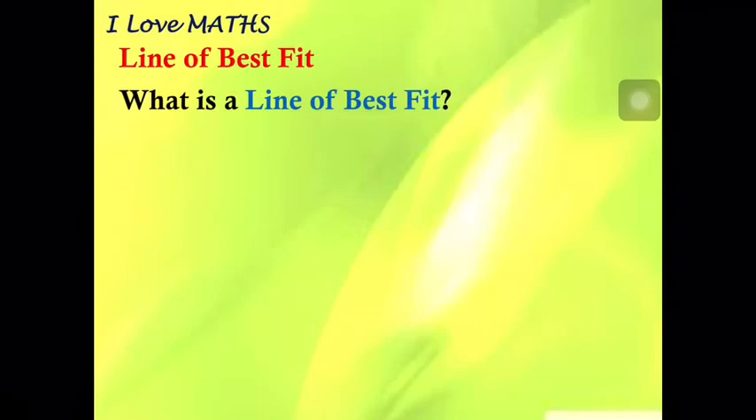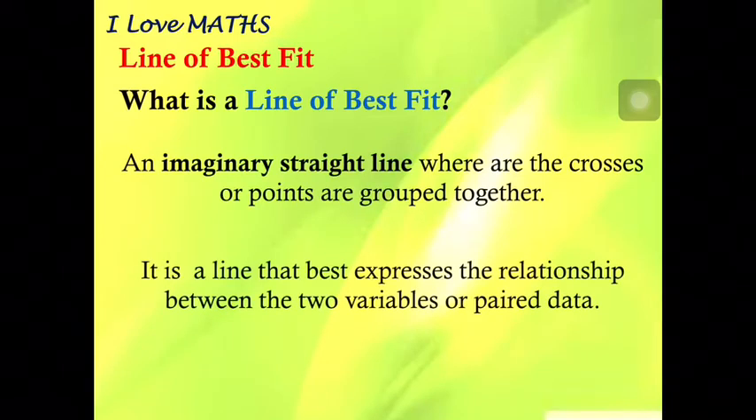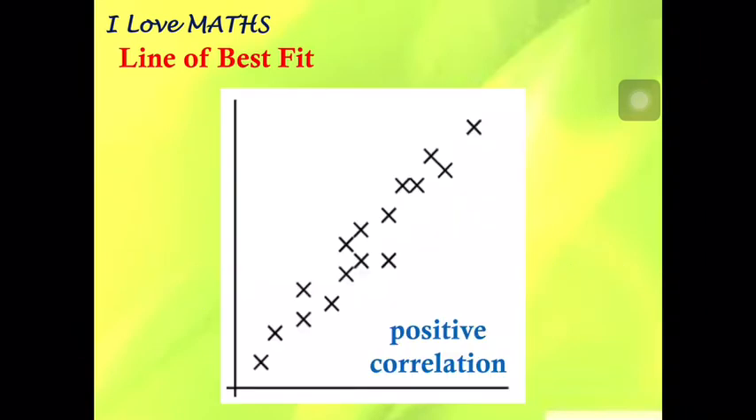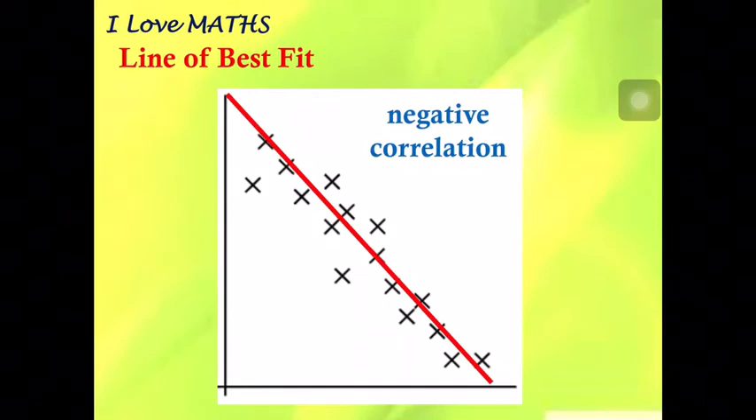So what is a line of best fit? This is an imaginary straight line where the points are grouped together. It is a line that best describes the relationship between the two variables or paired data. This is the line of best fit for a positive correlation. It is slanting upward to the right. While for the negative correlation, it slants downward to the right. The line of best fit follows the trend of the points.